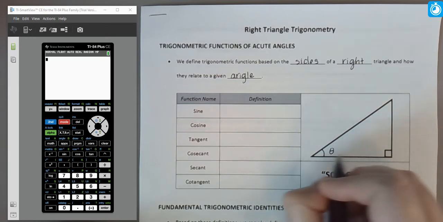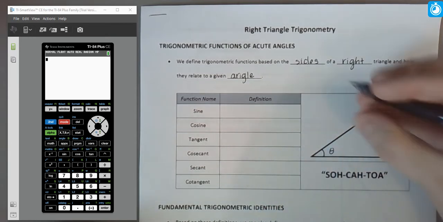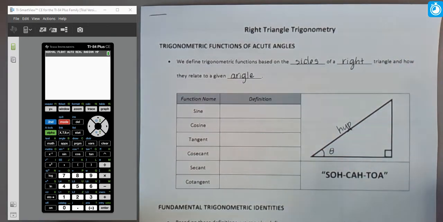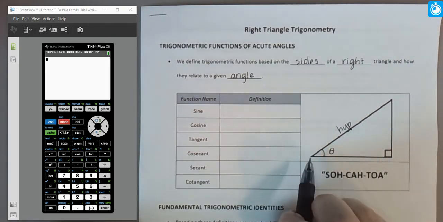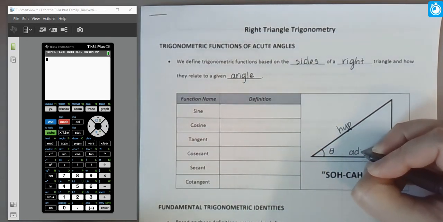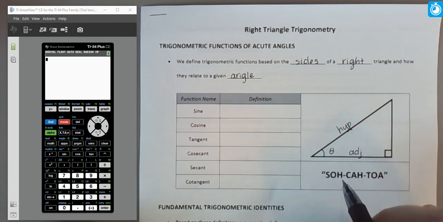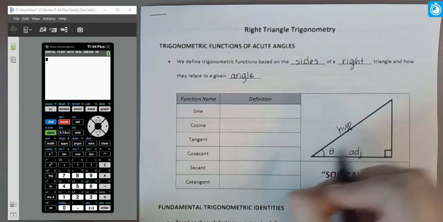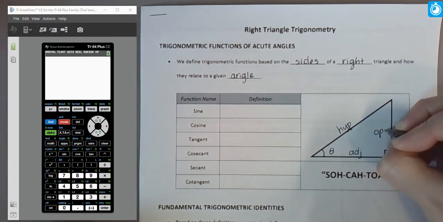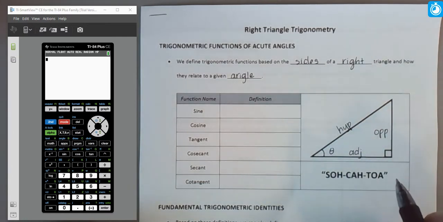So if it connects to that angle and the hypotenuse, which of course we can label, I'm going to label that as HYP, that's our hypotenuse. The other side that is incident with that angle is what we will call the adjacent side. So it's adjacent to this acute angle. And then the side across from the angle we've chosen we'll call the opposite side. So it's opposite to that angle.